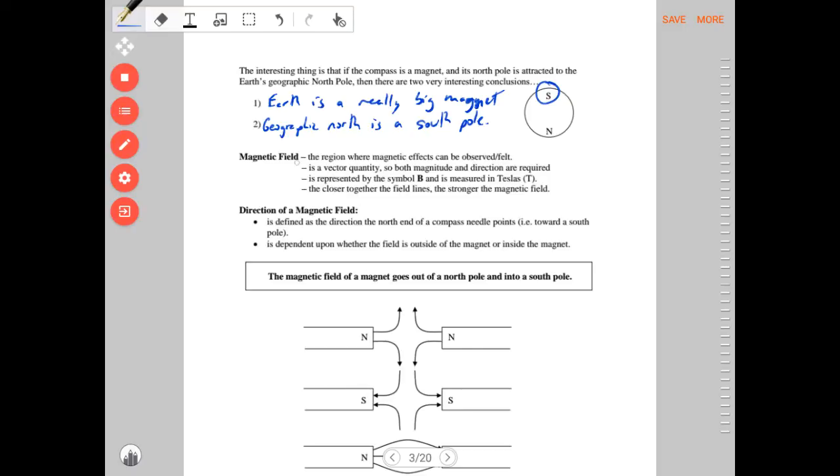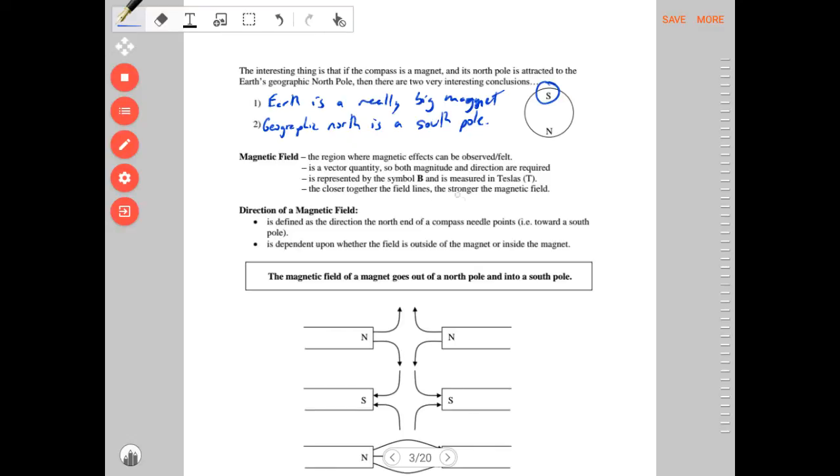A magnetic field is simply a region where magnetic effects can be observed or felt. It's a vector quantity, so it has both magnitude and direction. It's represented by the symbol B and is measured in a new unit called a Tesla, with a capital T. The closer together the field lines, the stronger the magnetic field.